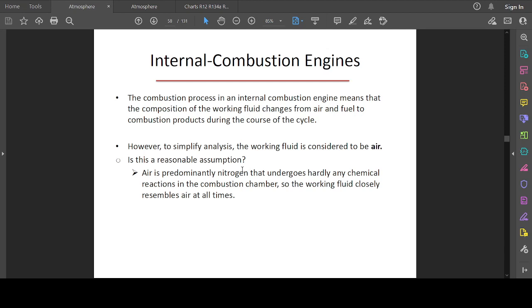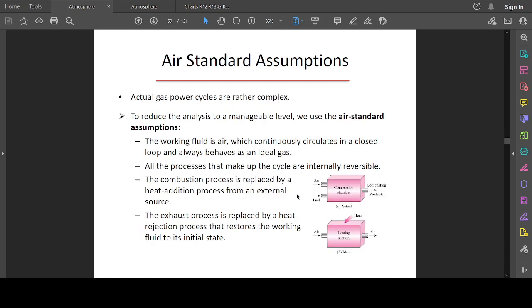Nitrogen is predominant in the air mixture, and it's inert, but the oxygen is not. The oxygen contained in air is not inert. It's highly reactive. So with that, we can reasonably assume air to be a very good candidate as a working fluid in a gas power cycle.